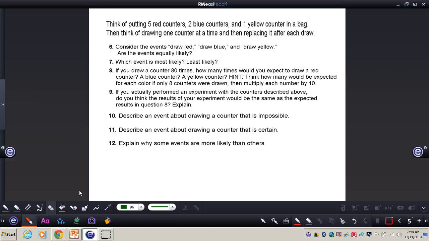Now, number 10 says, describe an event about drawing a counter that is impossible. Okay, so you just need to say something, for example, drawing a green counter or drawing a counter that's not even in the bag. Those are colors that are not even in the bag. Those would represent impossible events.